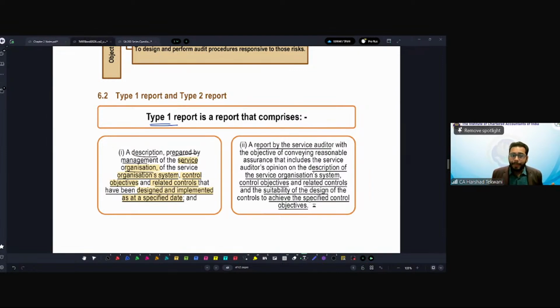And why I need this Type 1 report, we will understand. Just remember one thing, as of now, park in your mind that a Type 1 report is on a specific date. I will get a report that will be on a specific date. So whatever system, controls, reasonable assurance, design, implementation we are talking about is on a specific date, not a range or a period.